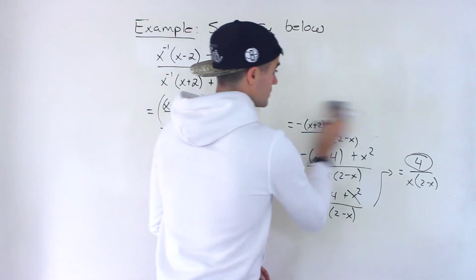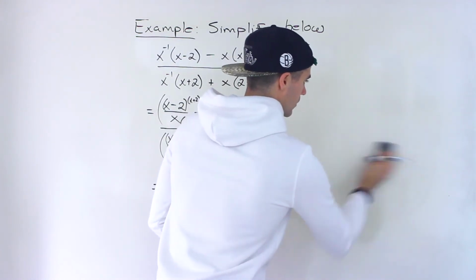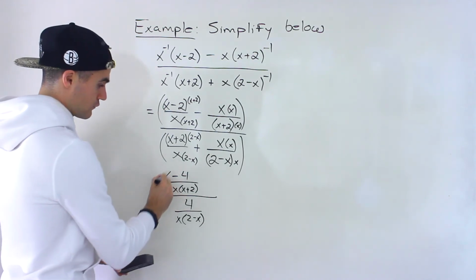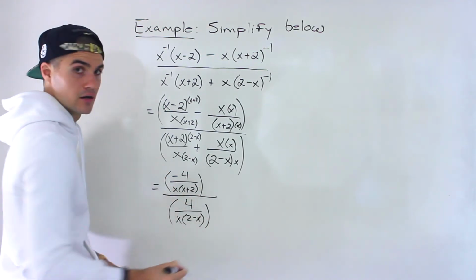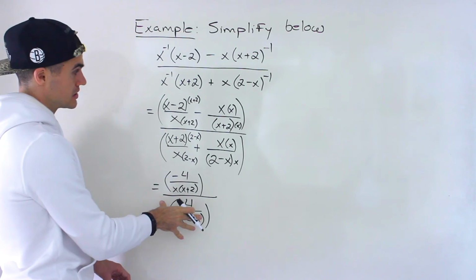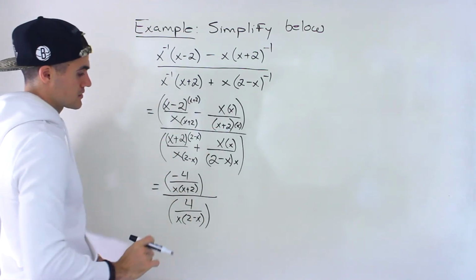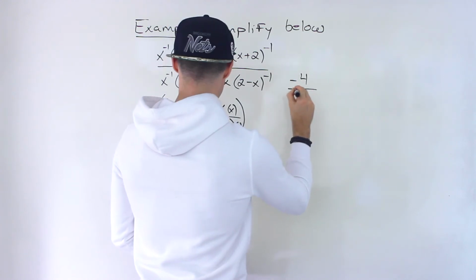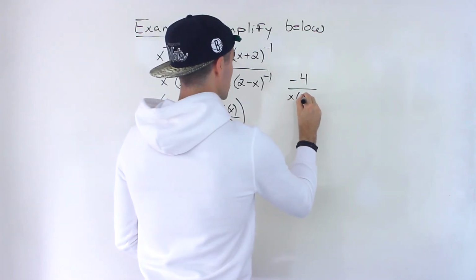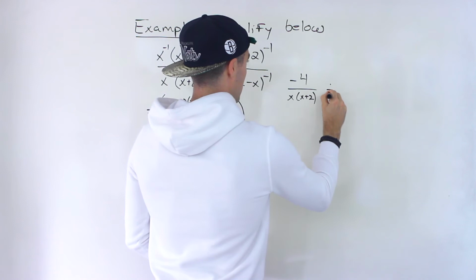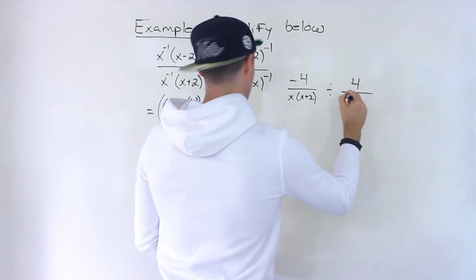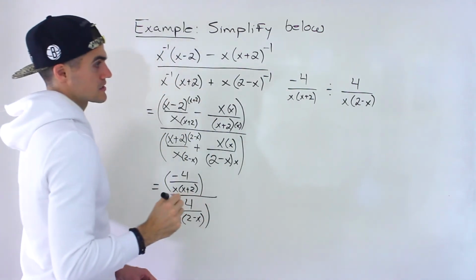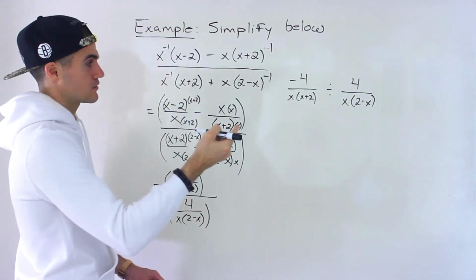And so now notice we have a rational expression, one fraction like we wanted, divided by another fraction. Look how much better this looks than all of this over here. So we could rewrite this as negative 4 over x times x plus 2 divided by 4 over x times 2 minus x. And then from here, let's get the restrictions.